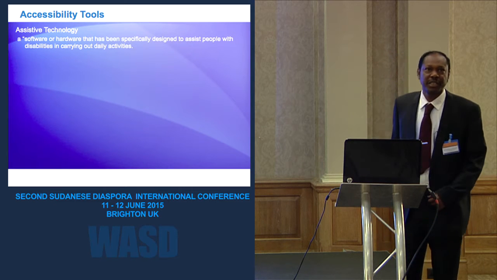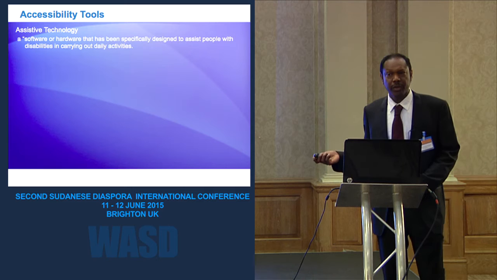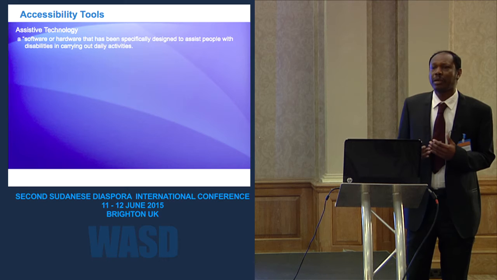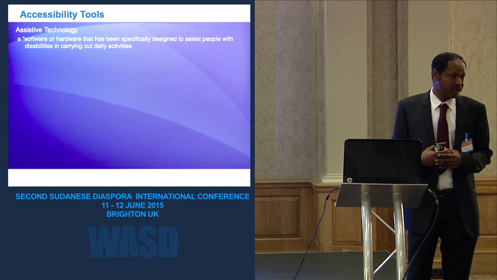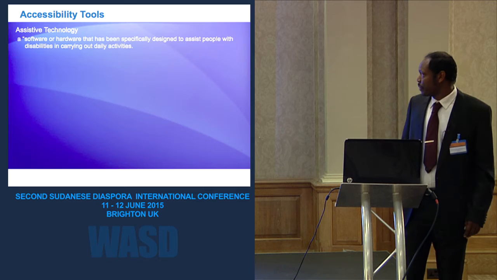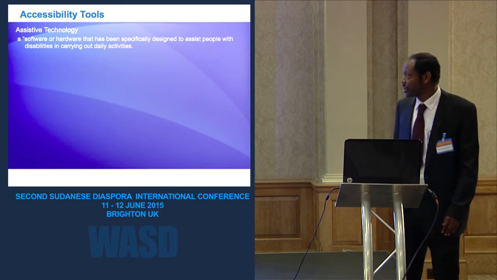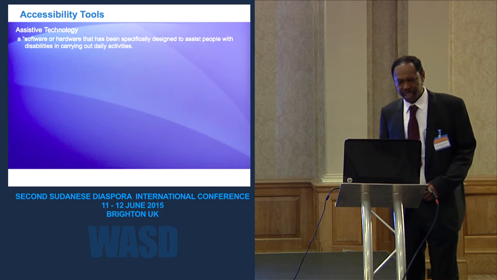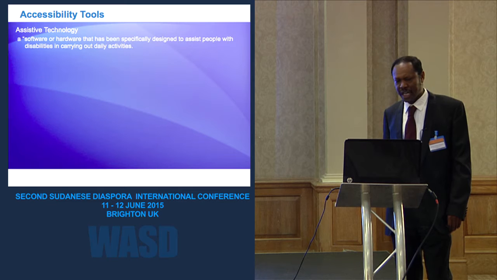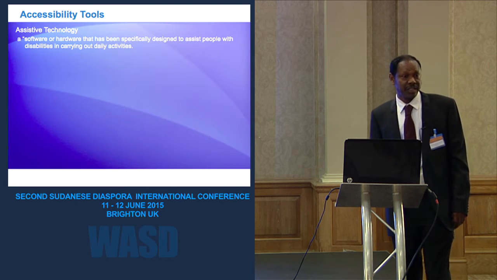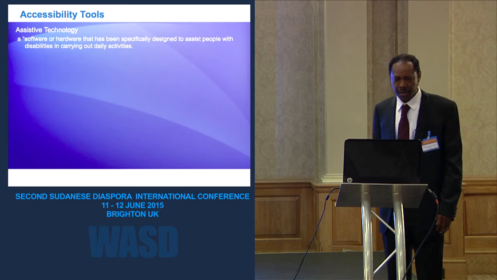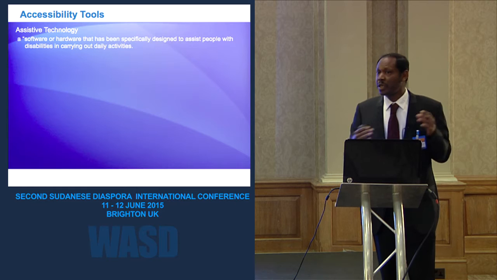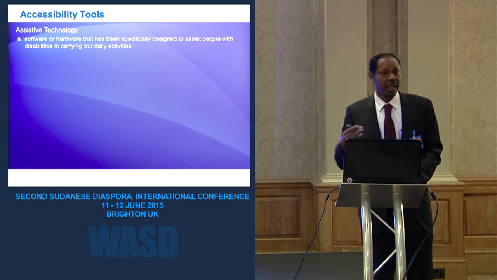We have accessibility tools, or the software and hardware we use to enable visually impaired and blind persons to use the web. So we've got assistive technology. It's software or hardware that has been specifically designed to assist people with disability in carrying out daily activities. It could be hardware or software that enables a disabled person to use the computer on a daily basis.